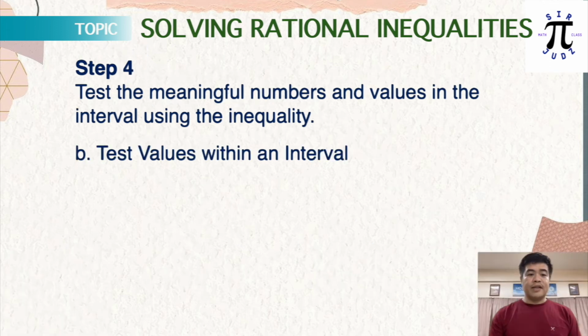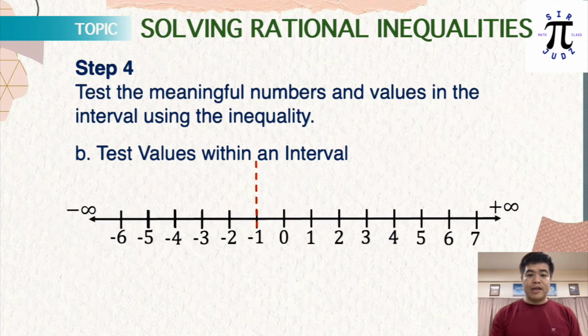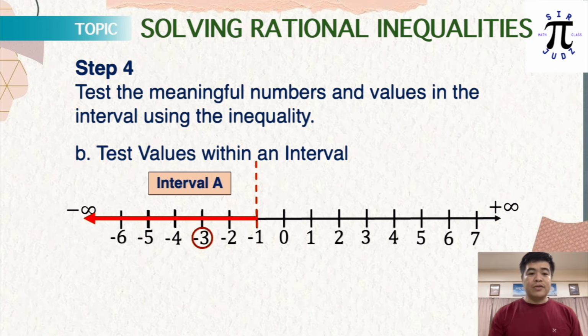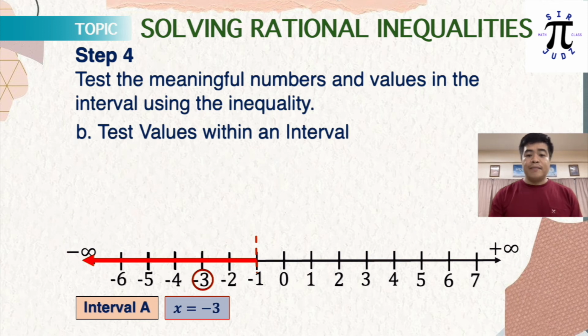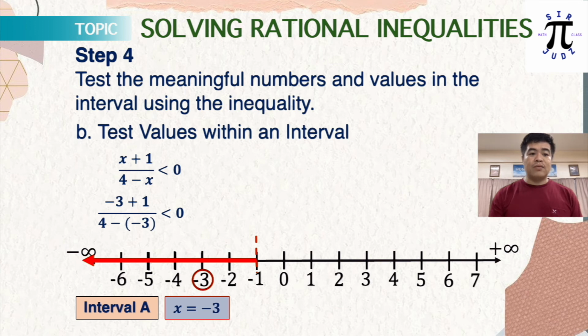Next, we're going to test the intervals, or we're going to test the values within the interval. So we know that the number line was divided into 3 intervals. Let's test first the interval A, or the values of the numbers on the left of negative 1. So let's choose negative 3. So yung negative 3 as a value of our x, substitute natin yan sa inequality natin. So you will have negative 3 plus 1 over 4 minus negative 3.